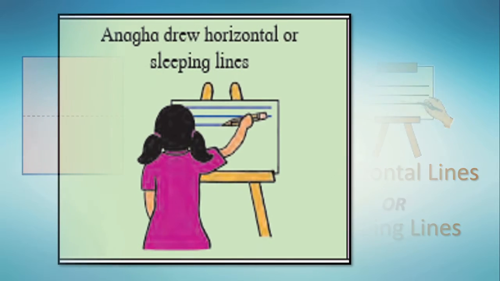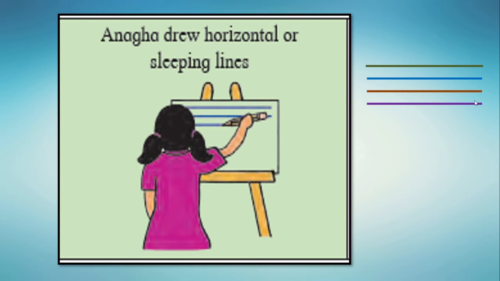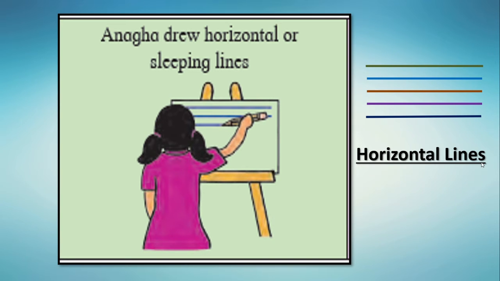Okay, now we will see here Anagha. She drew horizontal or slipping lines on the board. See here, the lines are in slipping mode, correct? Now we will draw here, see this, right? From left to right, again from left to right, they are in horizontal position, or we can say they are in slipping position. So we call them as horizontal lines.